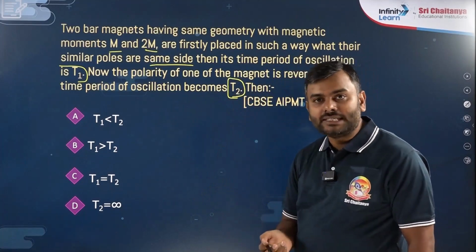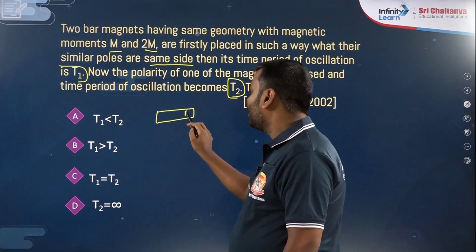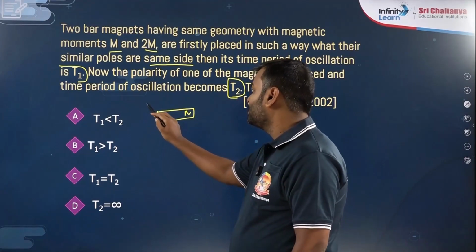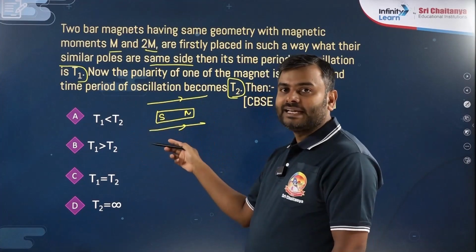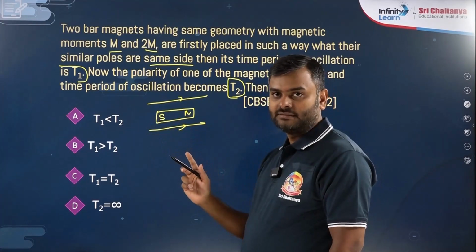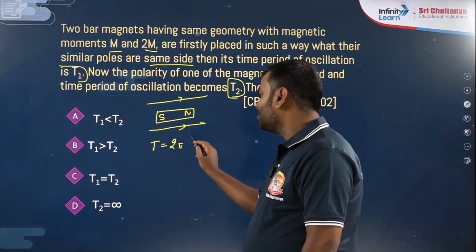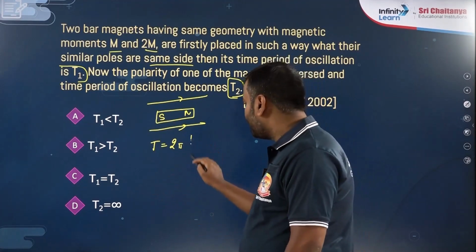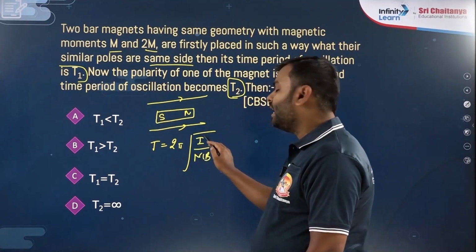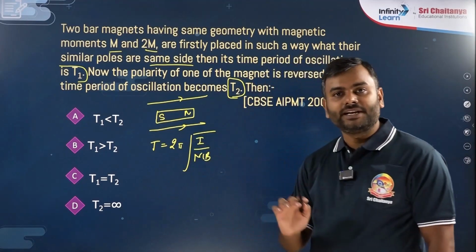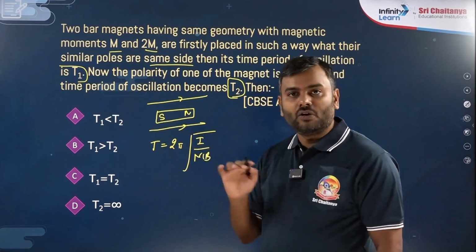First of all, we have to understand that if we have a magnet kept inside a magnetic field and it starts oscillating, then the time period can be calculated using the relation T equals 2 pi under root I divided by M into B. Here I is the moment of inertia, M is the magnetic moment, and B is the external field in which that magnet is oscillating.